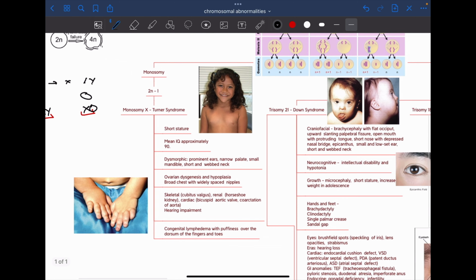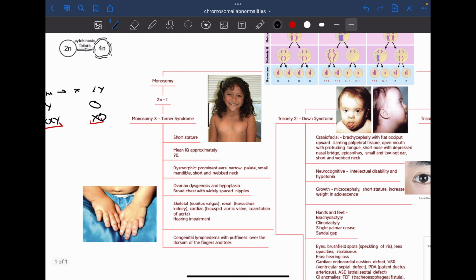So Turner syndrome is the first example that we will cover, and the only example of monosomy. That's when you have only one chromosome and not a pair of chromosomes. Usually with both Turner and Klinefelter, there is no cognitive impairment. They have normal IQs or around the normal IQ. But a girl with monosomy X will have a short stature. She will have certain features like a broad chest, widely spaced nipples.